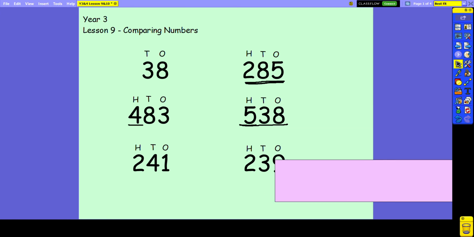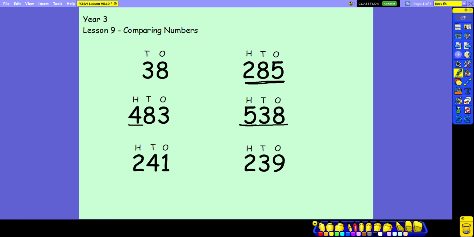Now in our third example, slightly trickier, we've got two 3-digit numbers, so digits in the ones, tens, and hundreds. And if we look furthest to the left, we can see in our hundreds column, they both have 2 to show 2 hundreds. If that's the case, and you can see that the number furthest to the left is the same, then we need to look to the next digit along, one to the right. So now we're looking at the digits in the tens if the hundreds are equal.